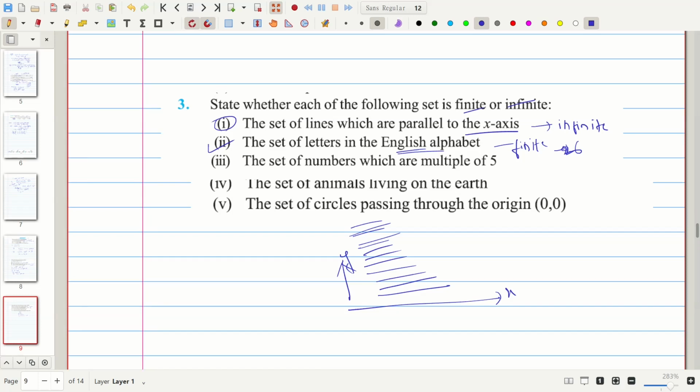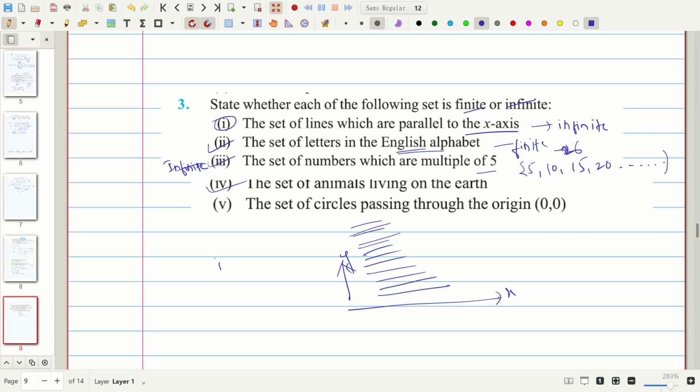And the set of numbers which are multiples of 5. Multiples of 5 are 5, 10, 15, 20, and we can write them in a continuous manner. Therefore this is an infinite set. And the fourth one is the set of animals living on the earth.